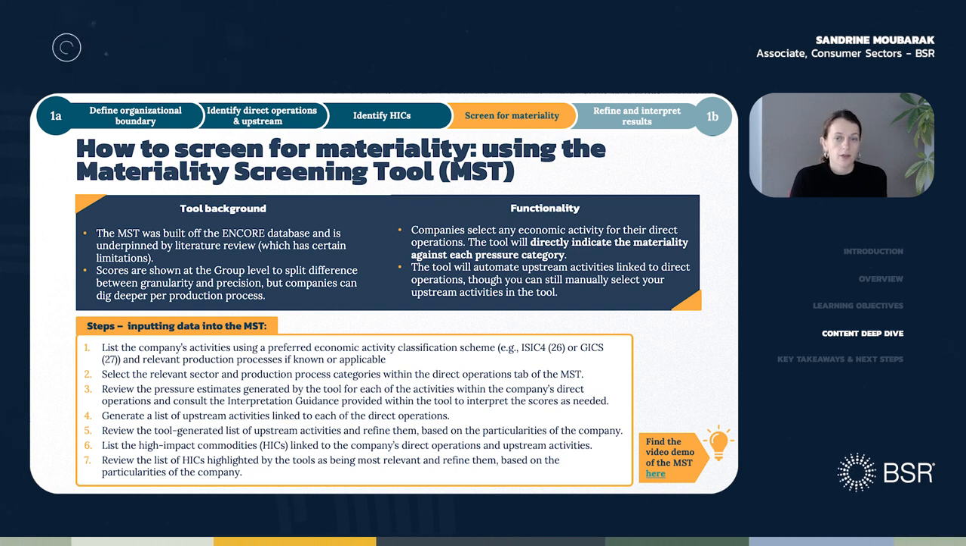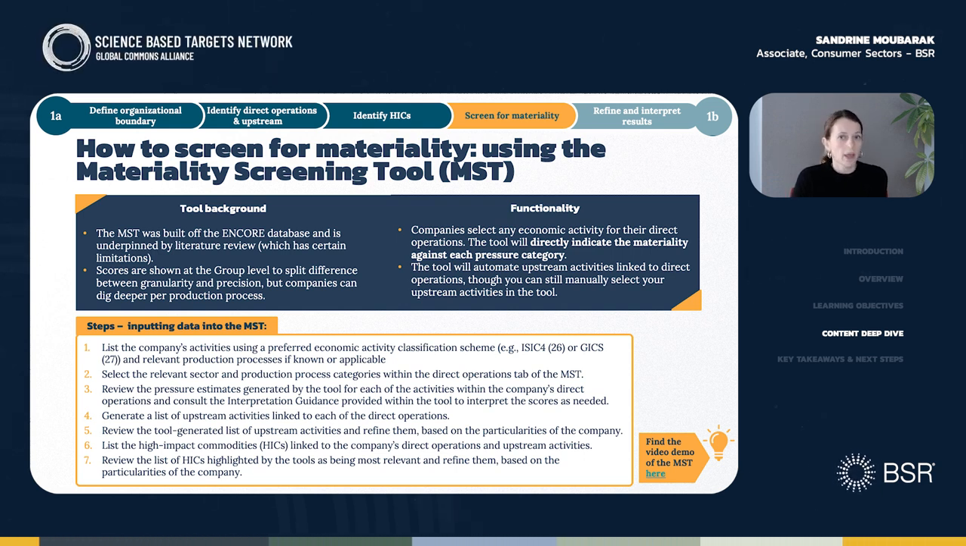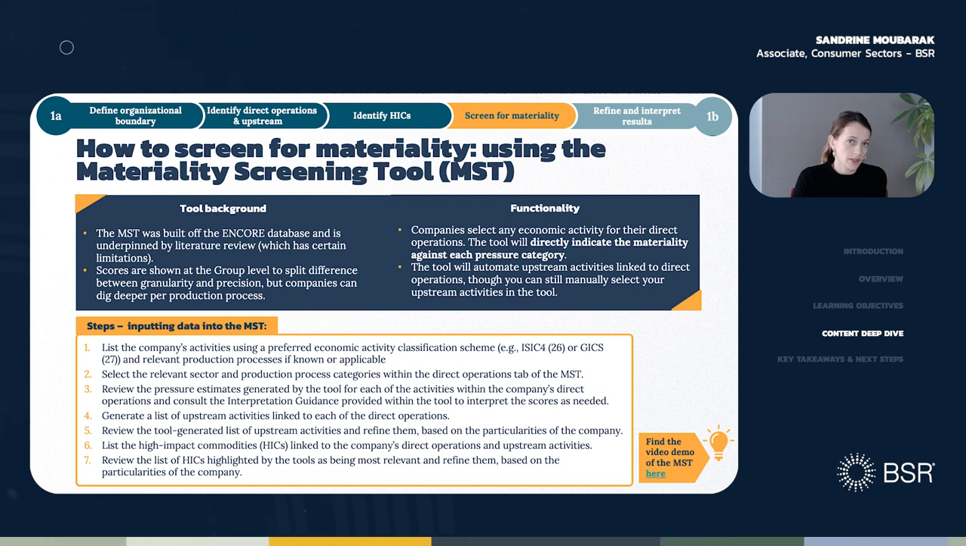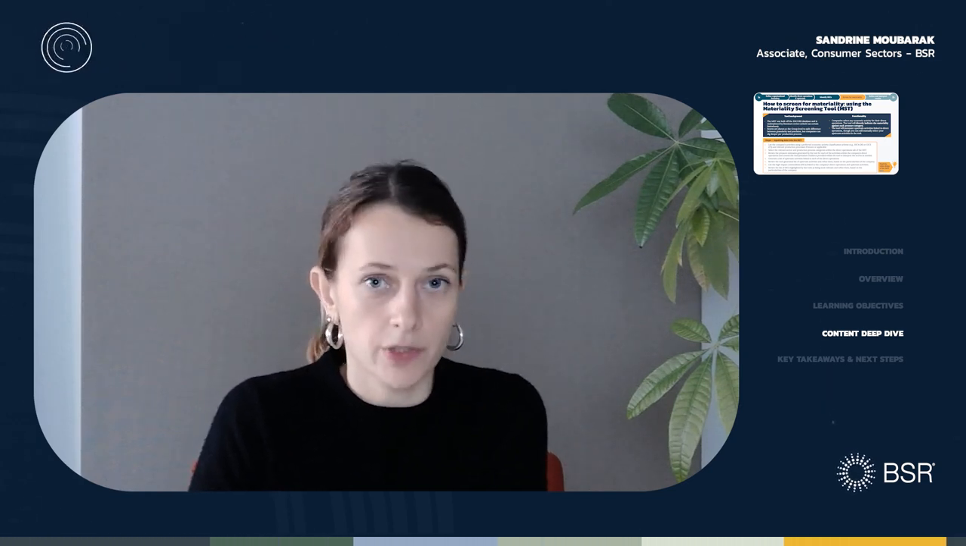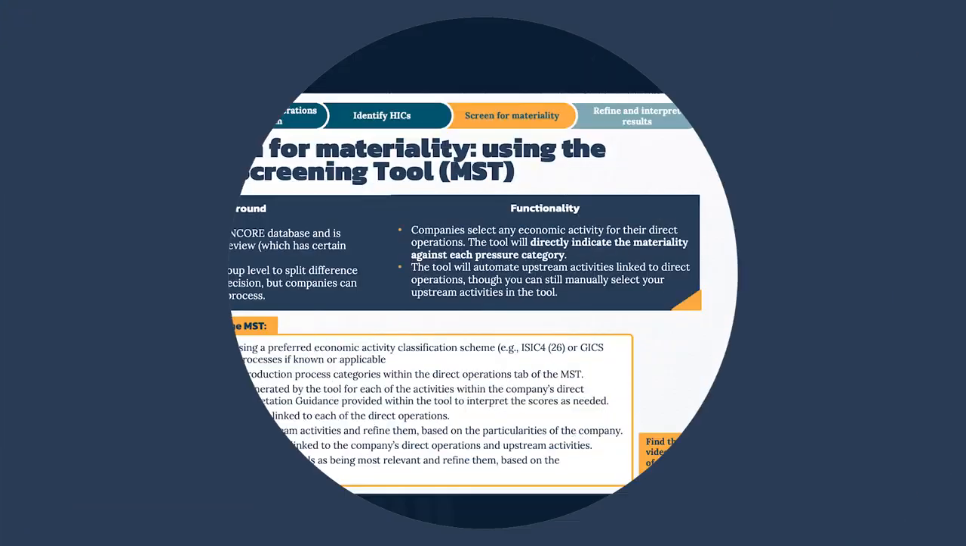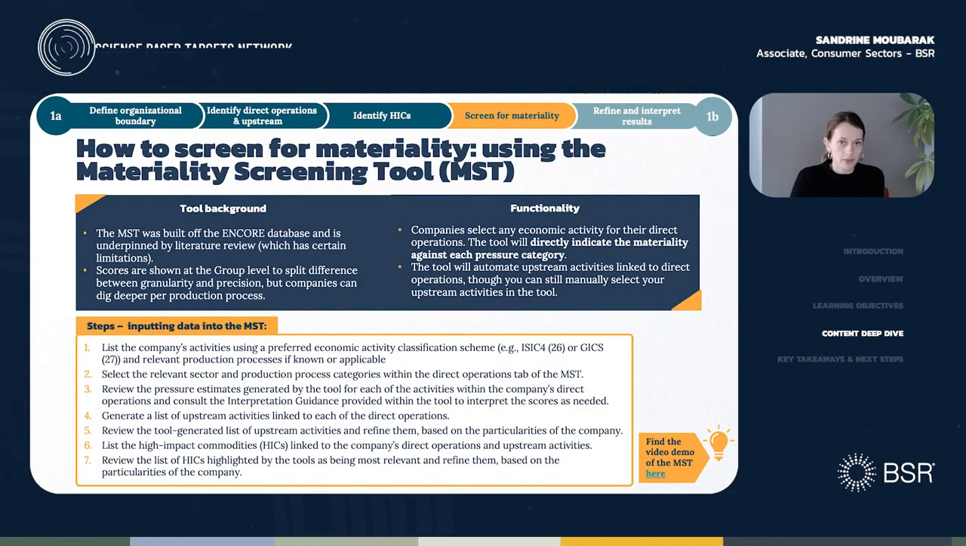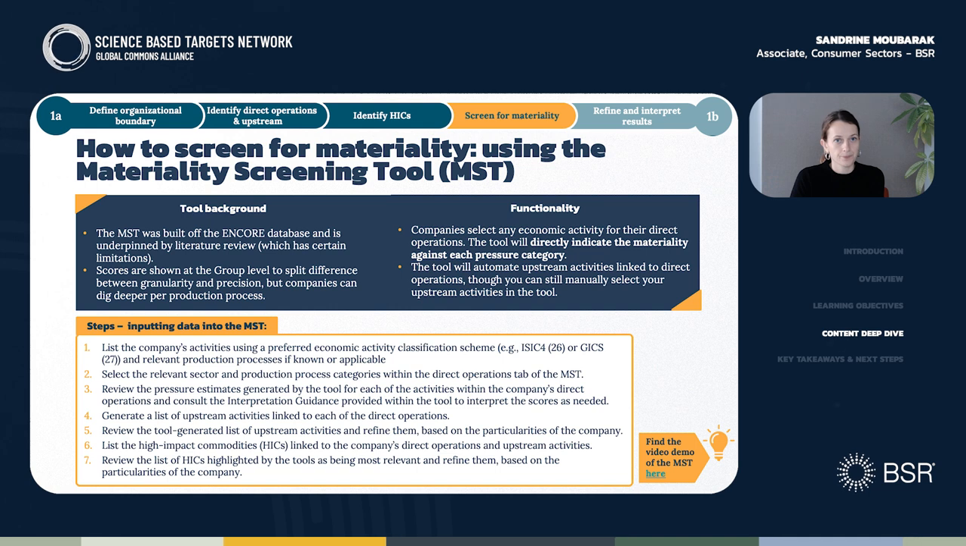The tool will use companies' direct operations data to generate a list of economic activities expected to be in their upstream, expressed using the group level from ISIC. Companies will be able to then sense check this by referencing their procurement data and any previous analyses. And then there's also the full data set of materiality scores for direct operations, calculated by mapping the ENCORE database.